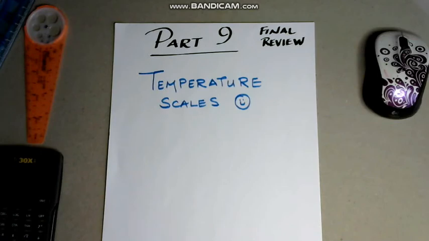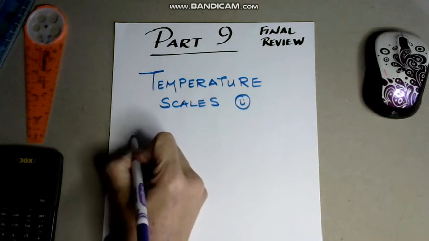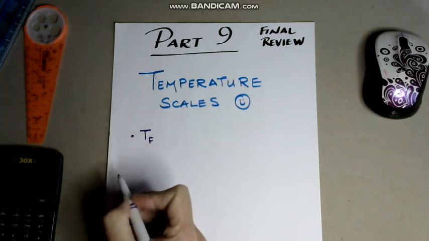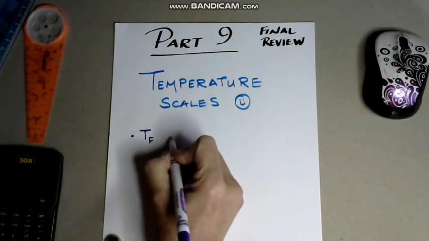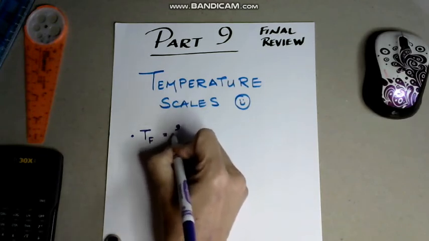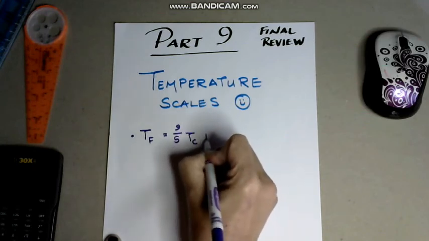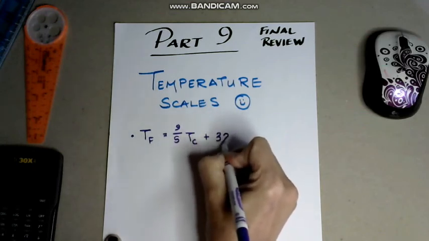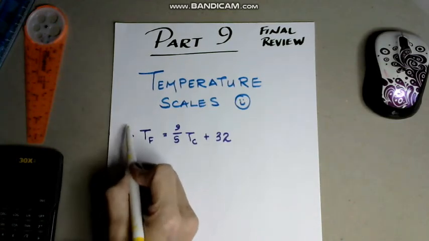Okay, so if you were to look on your equation chart, you would see that it gives you one equation, which is the temperature in Fahrenheit equals 9/5 the temperature in Celsius plus 32. If you've done any of your Quest homeworks, you know that you've run across this.